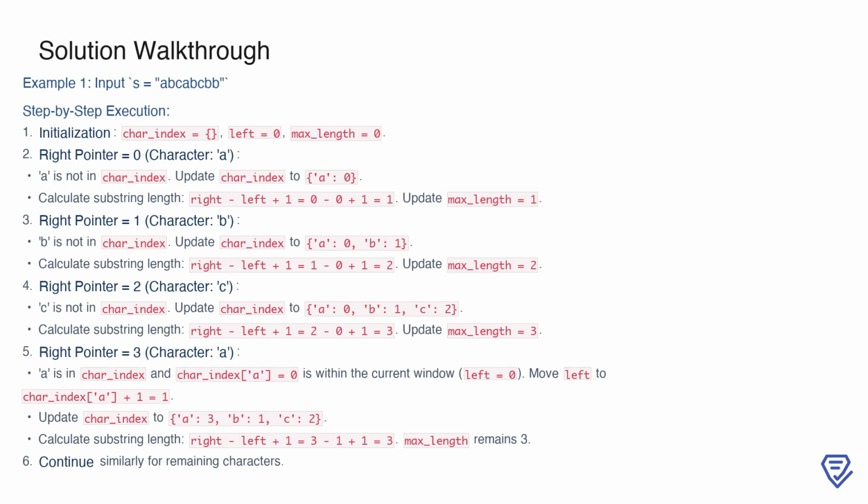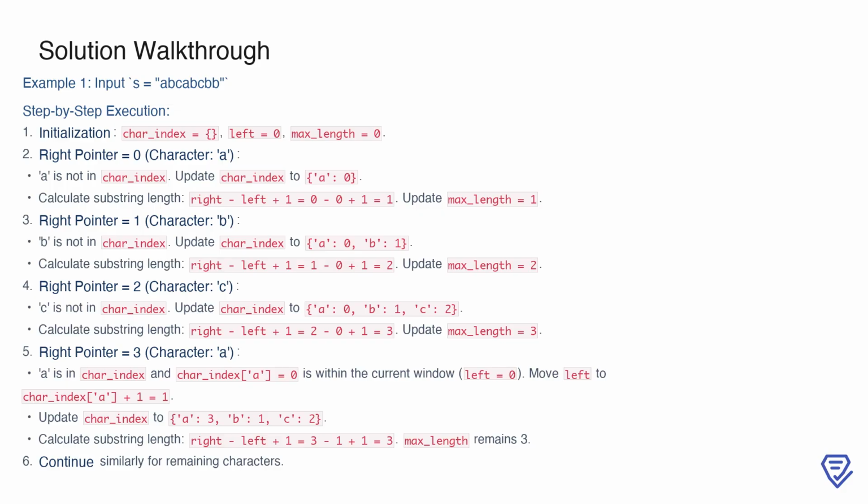Now, at right equals 3, the character is a, which already exists in char_index and falls within our current window. To ensure we don't include duplicates, we move left to 1 position past the last occurrence of a, which is char_index[a] + 1 equals 1. We then update char_index to reflect the new index of a, resulting in a: 3, b: 1, c: 2. The substring length remains 3, so max_length is unchanged.